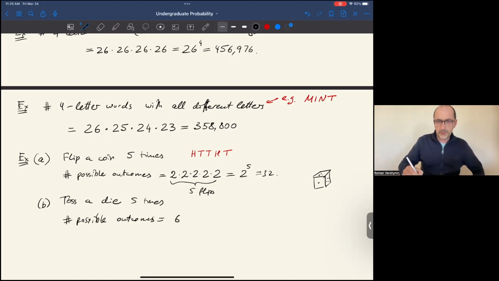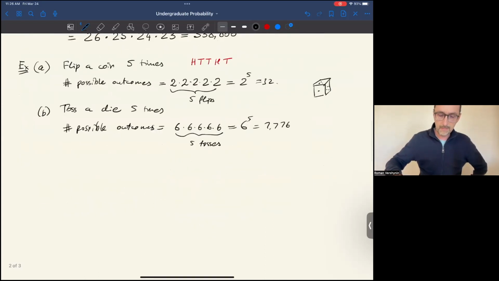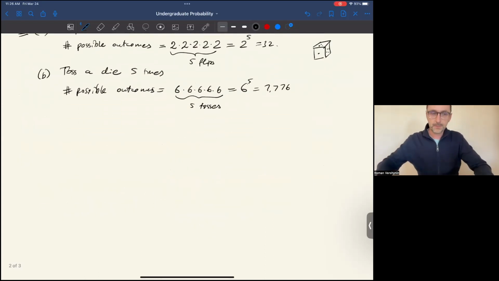So the first experiment can result in any of the 6 outcomes, and the second is the same, third, fourth, fifth. There are 5 tosses, and so it's 6 to the 5, which is 7,776 possible outcomes.